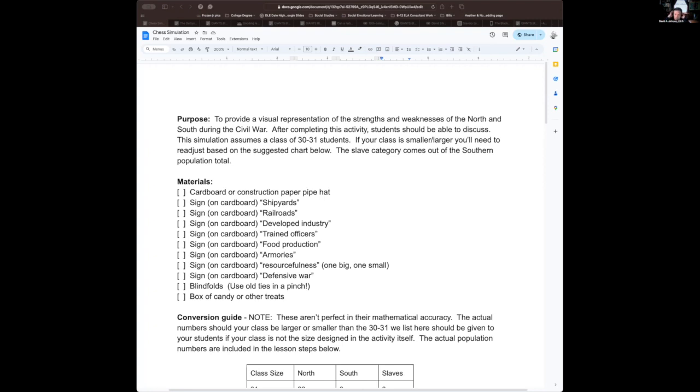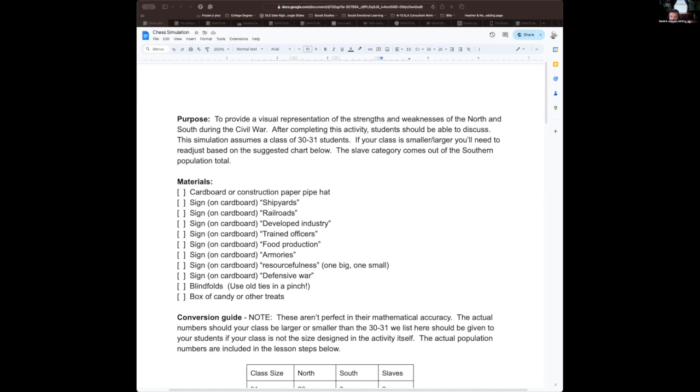But you need a cardboard sign that talks about shipyards, and then one that says railroads, and one that talks about developed industry and trained officers and food production and armories and resourcefulness. A big resourcefulness sign and a small resourcefulness sign, because that's a little hint. That's something both sides had to different degrees. And then a sign that said a defensive war.